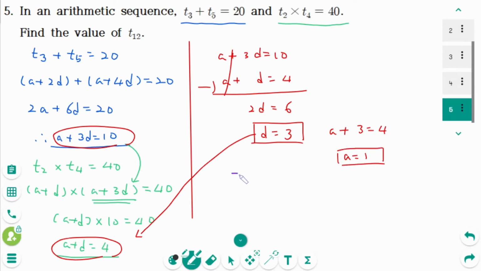The general term Tn equals A plus n minus 1 times D. Now n is 12. Term 12 equals 1 plus n minus 1, which is 11, times 3. The final answer is 34. Then T12 is 34.